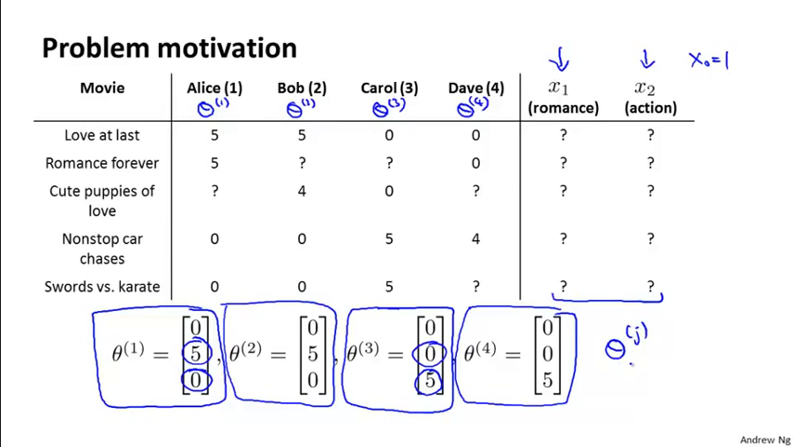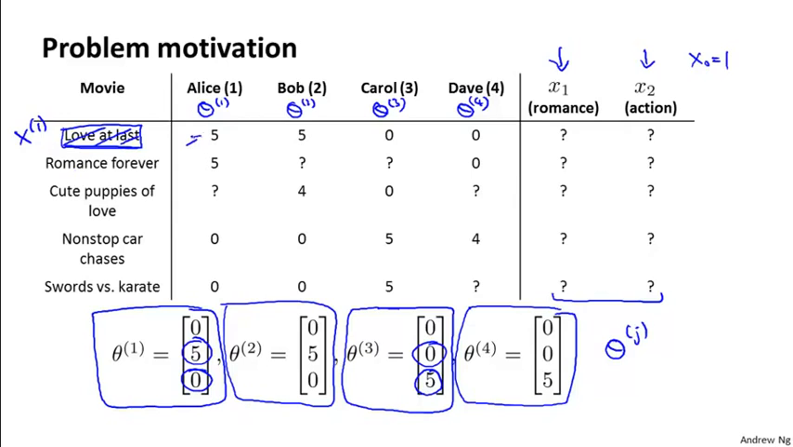If we can get these parameters theta from our users, then it turns out that it becomes possible to try to infer what are the values of x1 and x2 for each movie. Let's look at an example. Let's look at movie 1. So that movie 1 has associated with it a feature vector x1. And this movie is called Love at Last, but let's ignore that. So let's pretend we don't know what this movie is about, right? So let's ignore the title of this movie.